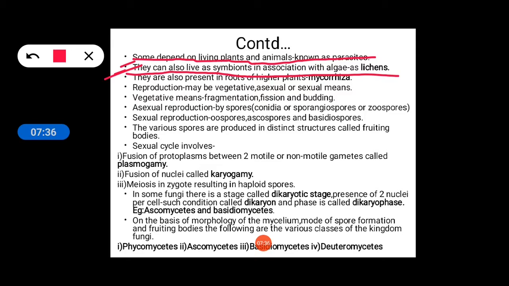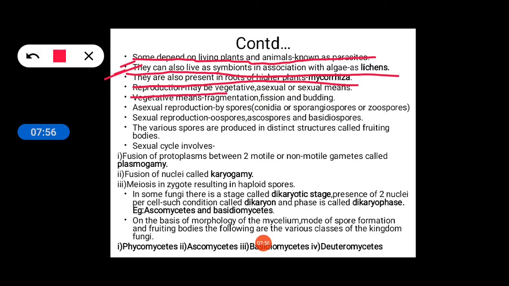They are also present in roots of higher plants, called mycorrhiza. That means some fungi are also present in the roots of higher plants, and this association of fungi with roots of higher plants is known as mycorrhiza. Reproduction may be vegetative, asexual or sexual.